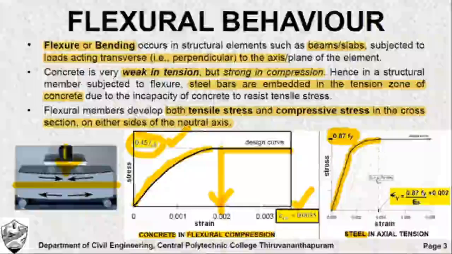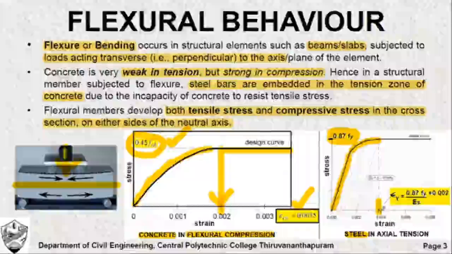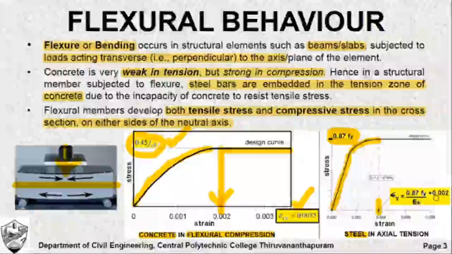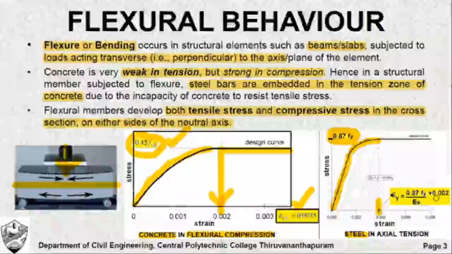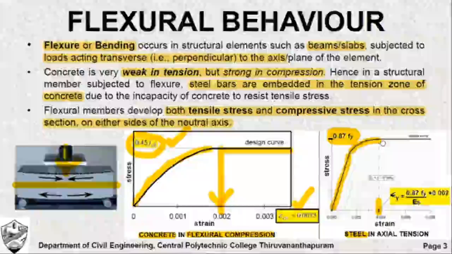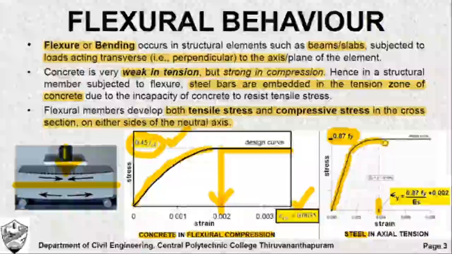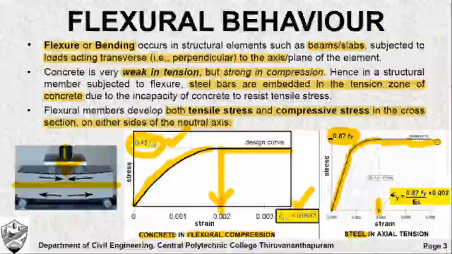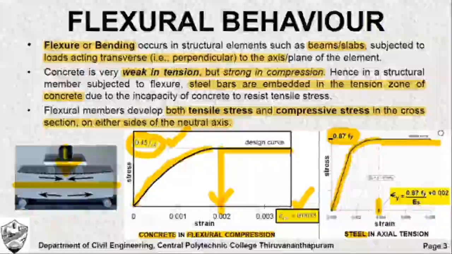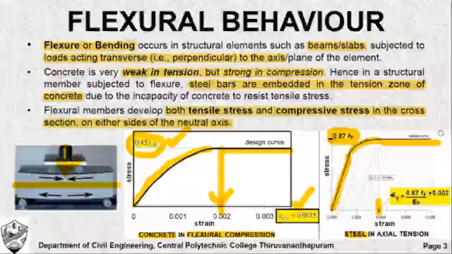What is the strain at which the steel yields? The yield strain is given by 0.87 fy by Es plus 0.002. After this value of yield strain, the steel undergoes large deformation without increase in stress. So this typically shows its ductile nature. It can stretch a lot without increase in stress.